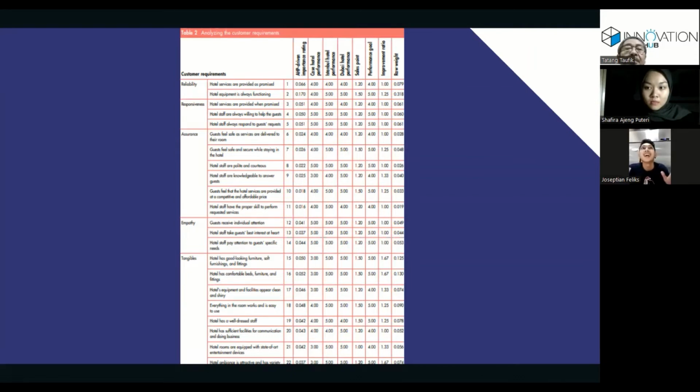Sorry, I cannot split the table into two, so you can only see part of it, but I will explain it. There is a difference between the importance assigned by the customer and the importance assigned after analyzing the different criteria in the matrix. For example, the paper gives: hotel equipment is always functioning, hotel services are provided as promised, and the hotel has comfortable beds, furniture, and fittings. These voices were rated highest in importance by the customers.